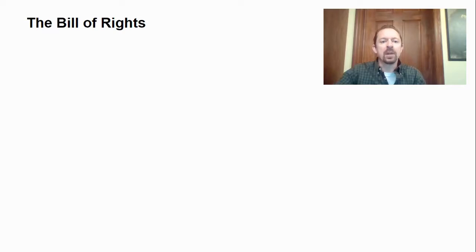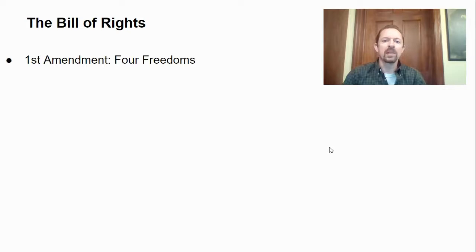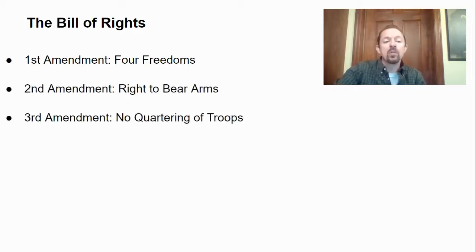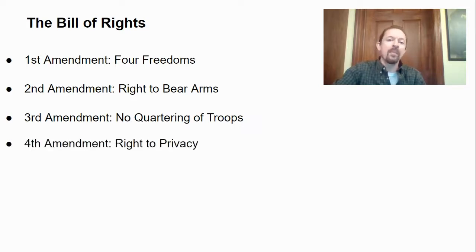We began by looking at the First Amendment, the four freedoms: freedom of speech, freedom of religion, freedom of the press, and freedom of assembly. We then looked at the Second Amendment, the right to bear arms. The Third Amendment, no quartering of troops in citizens' homes. We spent quite a bit of time talking about the Fourth Amendment, your right to privacy involving search warrants.